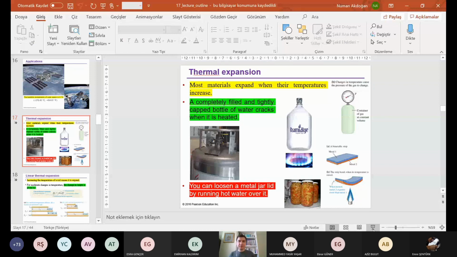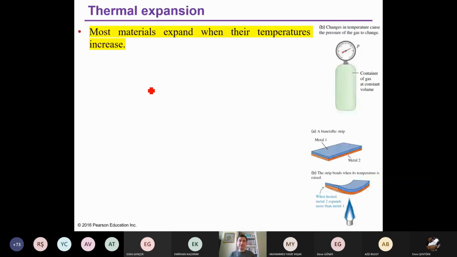Okay, let me continue with thermal expansion. What is thermal expansion? If you increase the temperature of a material, then its volume expands. Its volume increases. And if you decrease the temperature, then its volume shrinks. Thermal expansion, thermal shrinking. They are very important in industry, in engineering. And here on the right side, I have already mentioned, you see a gas thermometer.